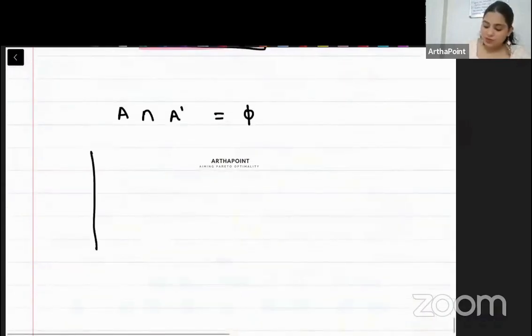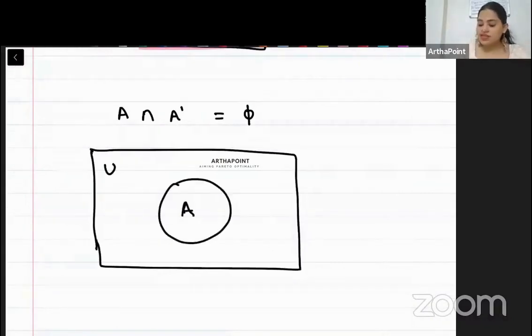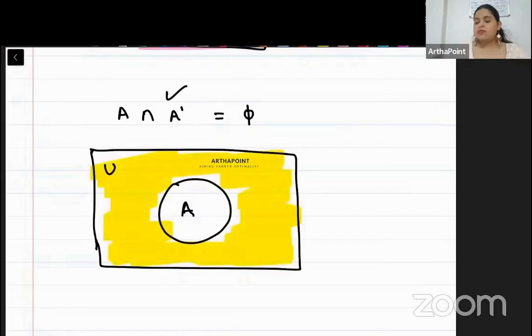Beta, फिर से देखो. This is my universe. This is A. What is A complement? Everything other than A. Everything other than A is A complement. Right? This is A. Is there anything common between the two? Nothing, na? So I will get the null set.